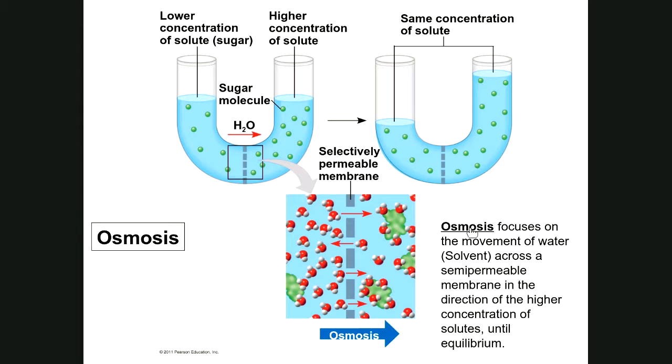The definition I want you to know for osmosis is that it focuses on the movement of water across a semi-permeable membrane in the direction of a higher concentration of solids until equilibrium. So notice for this definition, unlike diffusion, we only talk about osmosis occurring in the presence of a membrane. It always focuses on the movement of water.